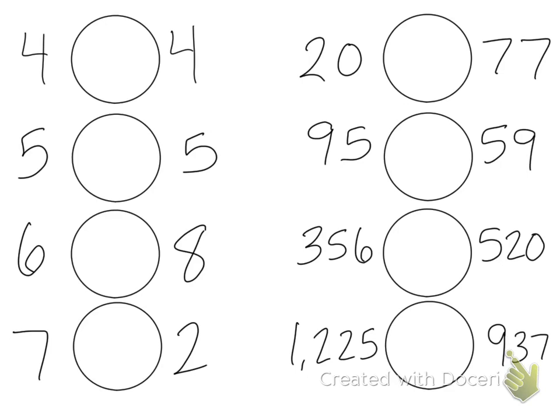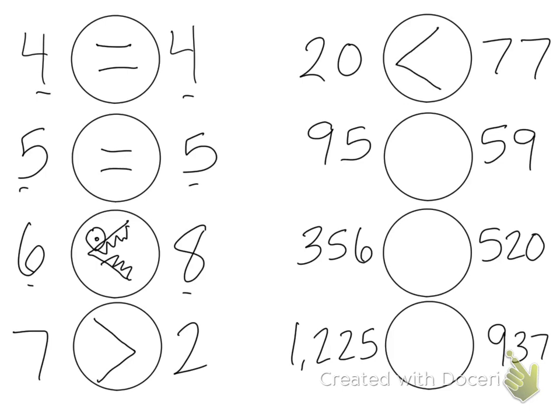So we have 4 and 4. Well, I know that 4 is equal to 4. They're the same number. What about 5 and 5? Well, 5 is equal to 5. What about 6 and 8? So 6 is less than 8. Remember, teeth of the alligator goes towards the bigger number. Okay, what about 7 and 2? So 7 is greater than 2. 20 and 77, 20 is less than 77.